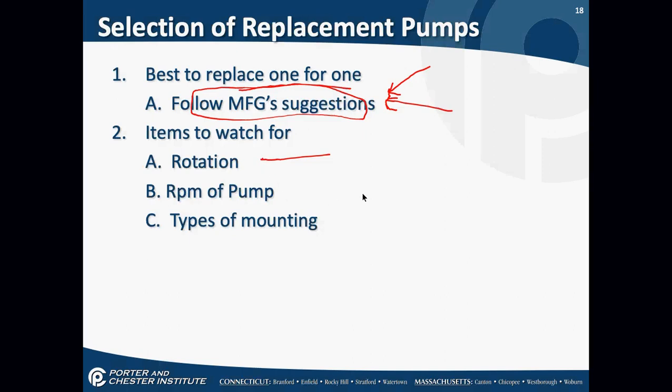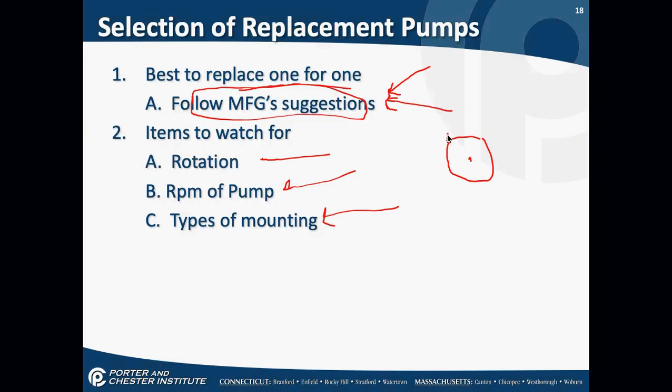Pumps have different rotation. Could be clockwise, counterclockwise. Pumps have different RPMs. And pumps have different types of mounting, how they mount onto the burner. Rotation is always looking at the pump from the shaft end. In other words, you are holding it in your hand and you're looking at it at the shaft. It's either clockwise or counterclockwise from the shaft end. That's the rotation of the pump. RPM, 3450, 1700, whatever. Different RPMs are out there.